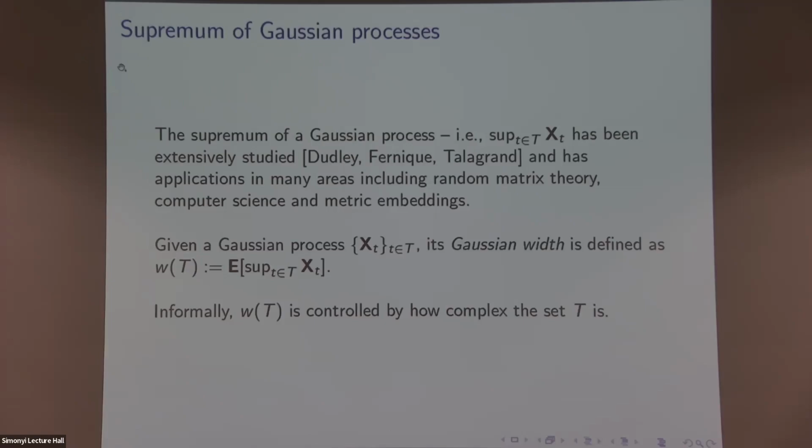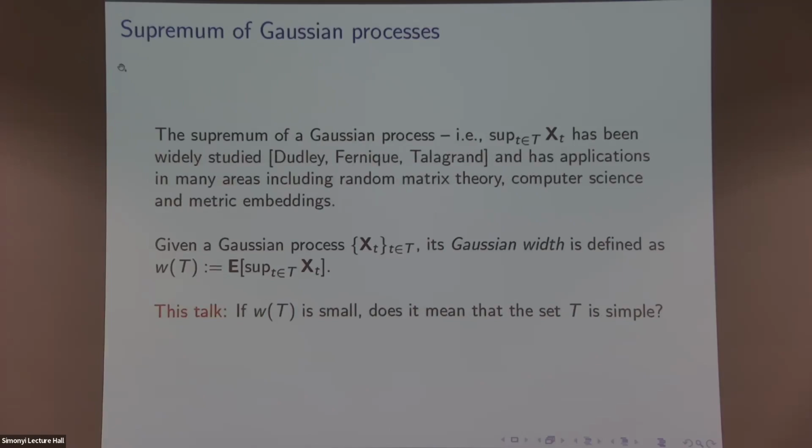And in this talk, we're going to explore the converse theme a little bit. Namely, suppose I told you that the Gaussian width of a Gaussian process is small. Does it somehow mean that the set T is simple? Okay. And indeed, there are many works along both these lines. So let me now get concrete with what I mean.